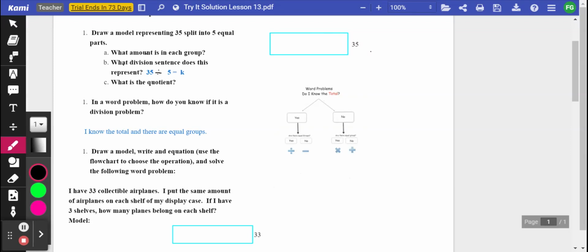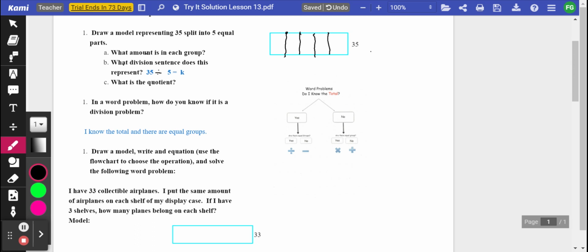For today's Try It section, the first thing we have to do is draw a model that represents 35, which is the total. So it goes here at the end of a model, right? So we have a rectangle with the total, which is the dividend, put at the end. It is going to be split into 5 equal parts. So we would draw our lines, splitting it into, our goal would be that they all look exactly alike, because that's the idea with doing division in these models, is that each section is equal, right? So we've got 1, 2, 3, 4, 5 equal parts.